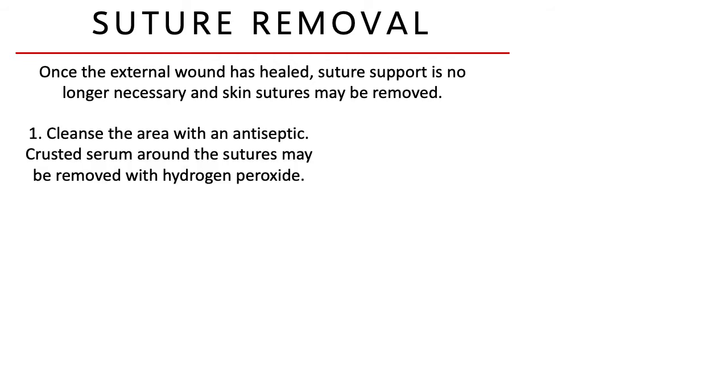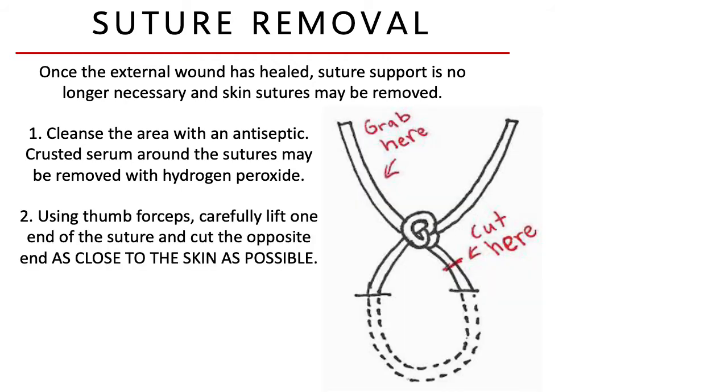So what do you do? You clean the area with an antiseptic. Usually the sutures have parang may mga namuong scabs around it. So that's crusted serum. And you can remove that easily with hydrogen peroxide. And as shown in this one, okay? Yung broken lines dito, that will be the suture under the skin. The knot that you see is the one that you see outside.